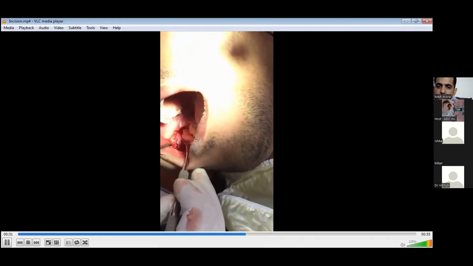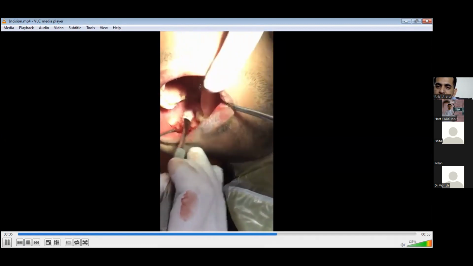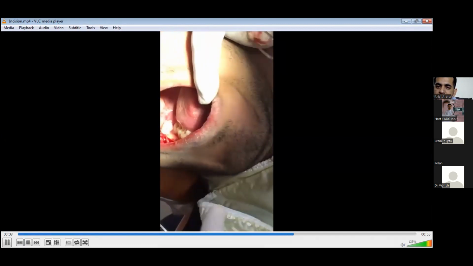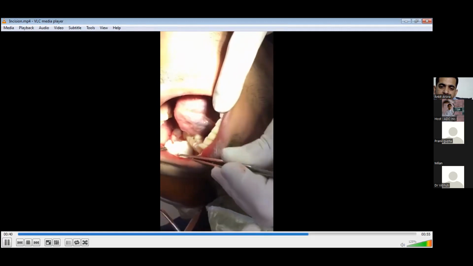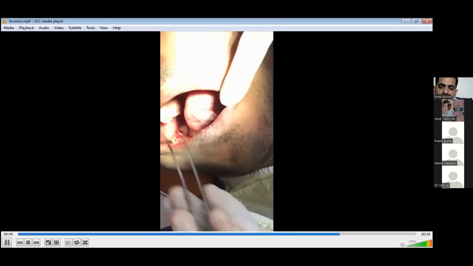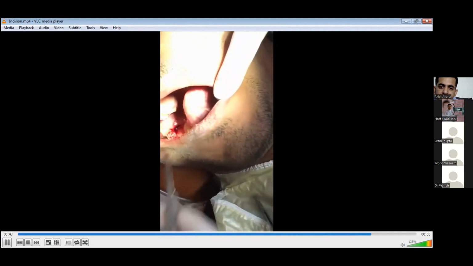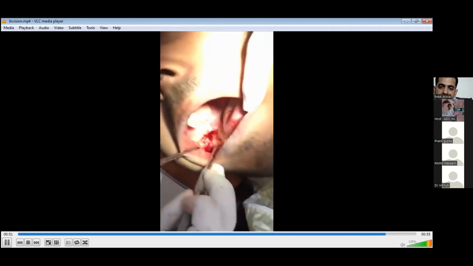And I have retracted the temporalis fiber. You can see here, this is the external oblique ridge, and this is the masseter muscle attachment, and this is the area where the maximum swelling occurs after extraction.